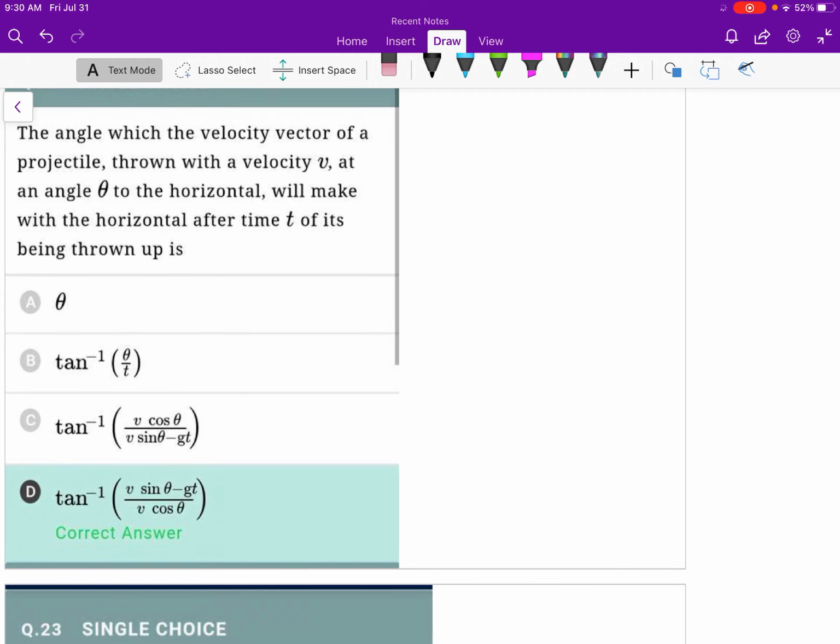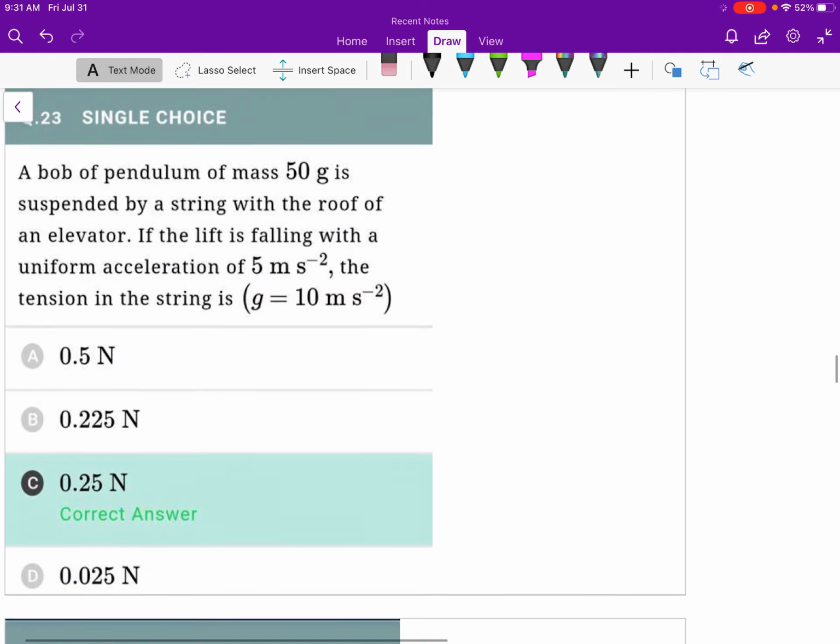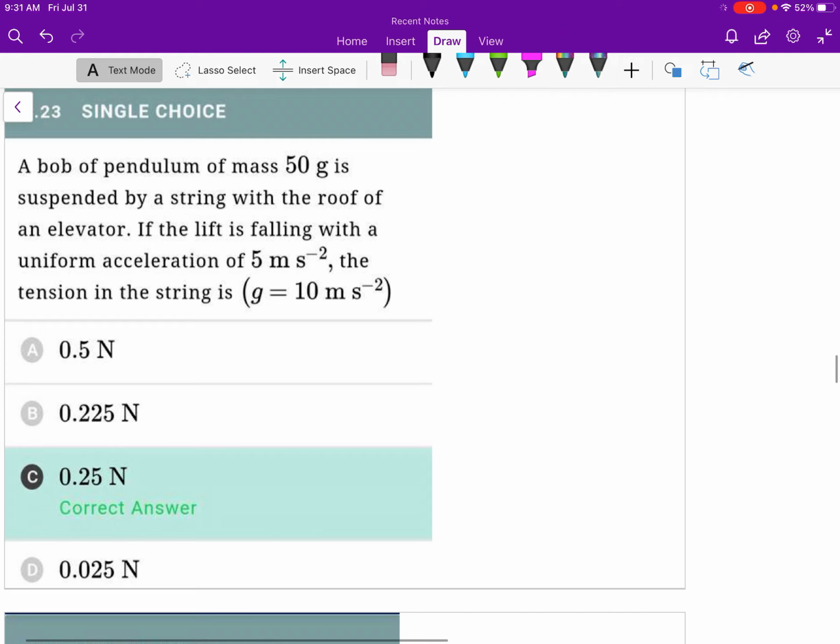The angle alpha at time t. So tan alpha is Vy upon Vx. Vy is Uy plus Ay t and Vx is Ux. So that is (U sin theta minus g t) upon U cos theta. So alpha is tan inverse of (U sin theta minus g t) upon U cos theta. So D is the correct option.